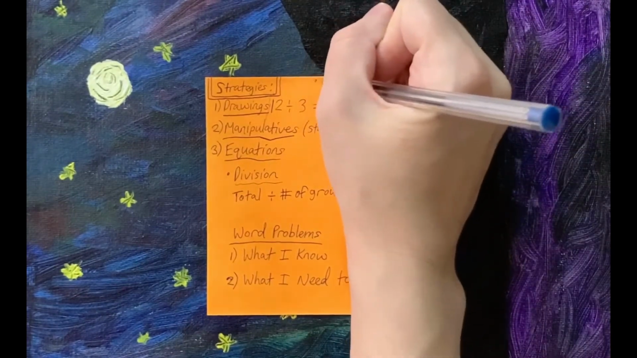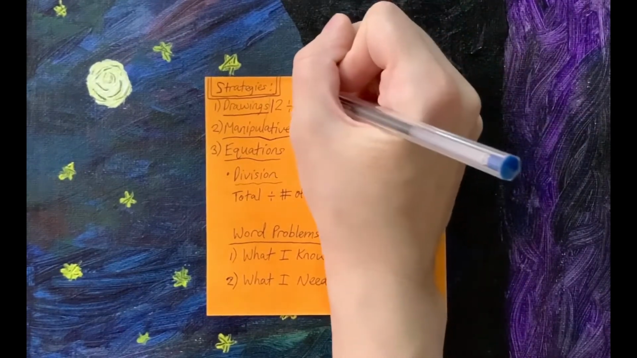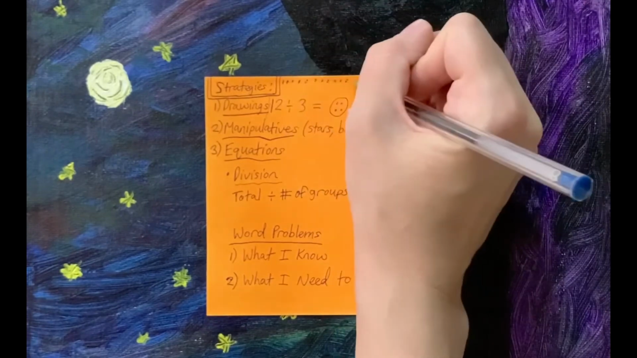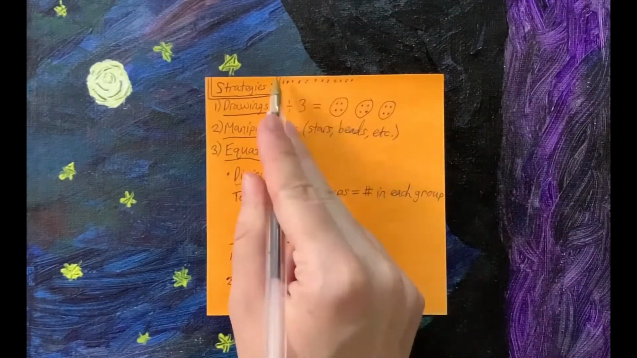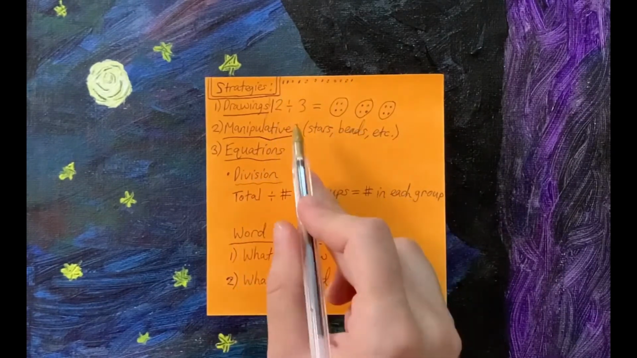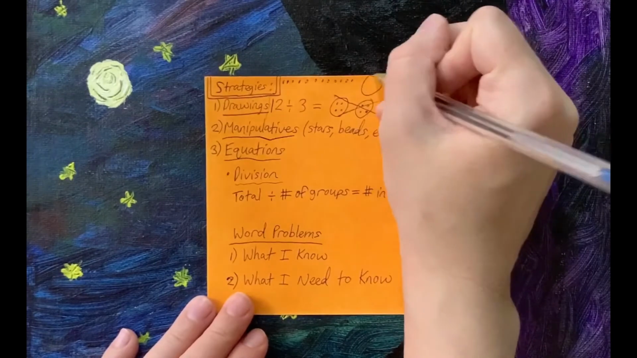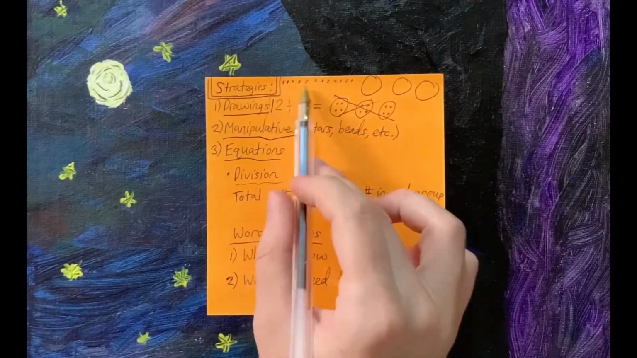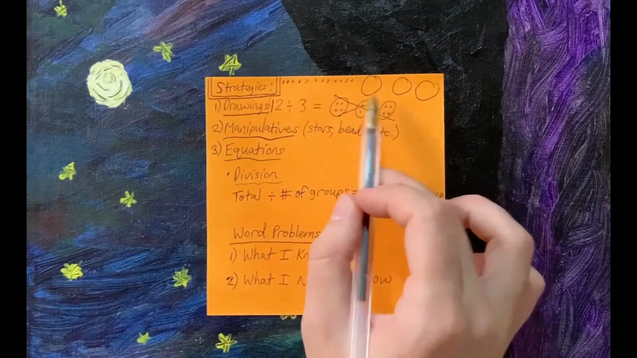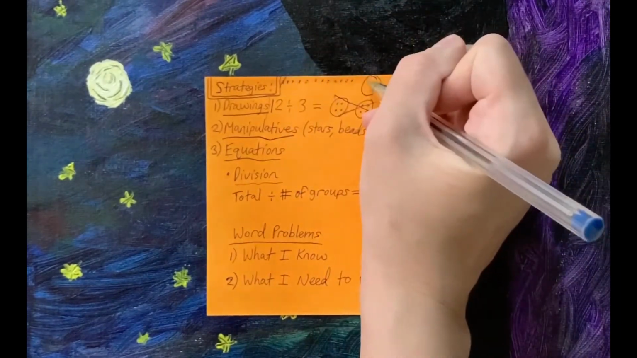So I'll put 1, 2, 3, 4, 5, 6, 7, 8, 9, 10, 11, 12 dots. And I need to divide these 12 dots equally, which means I need to share them equally with 3 groups. So I'm going to do 3 circles. So 1, 2, 3 circles. So I need to split these 12 dots among these 3 groups, these 3 circles. So I'll cross off each dot as I place it into a group.